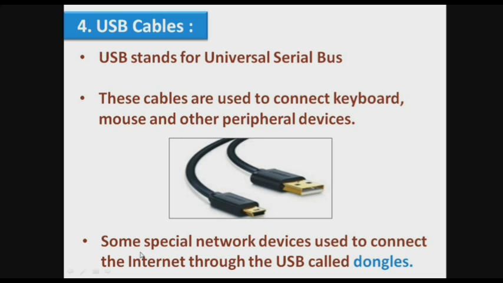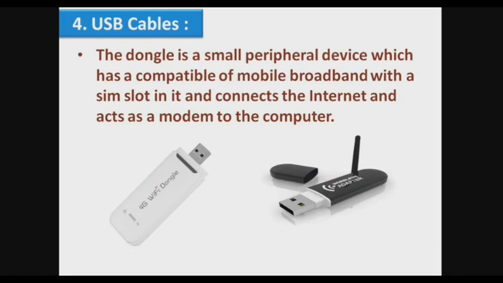And some special network devices use USB to connect to the internet, and these special network devices are called dongles. So these two pictures are examples of dongles. A dongle is a small peripheral device which is used for mobile broadband with a SIM slot. A small SIM card is inserted in that. It is especially used to make an internet connection.